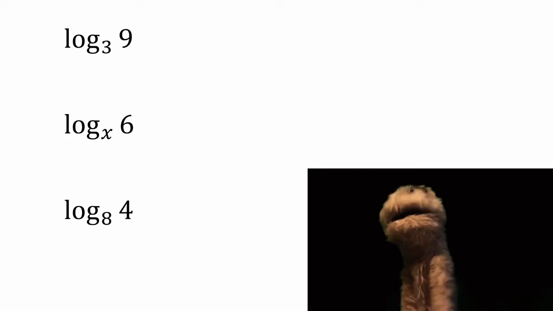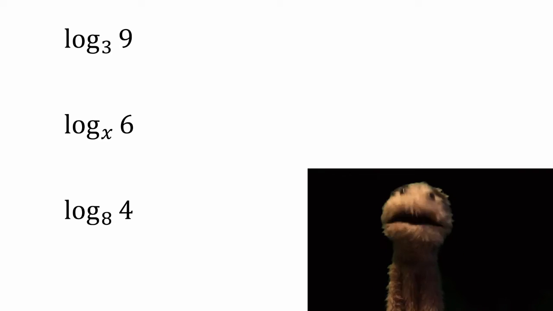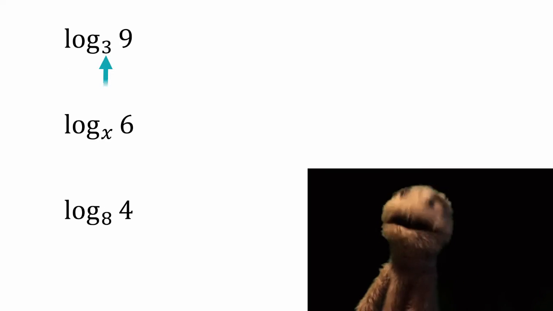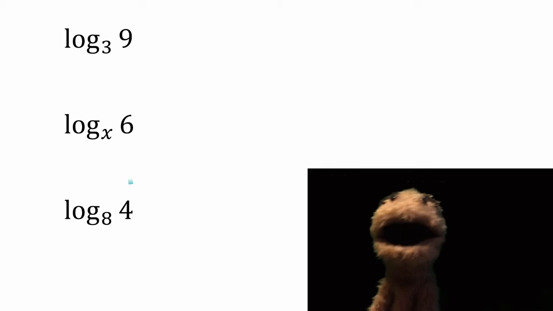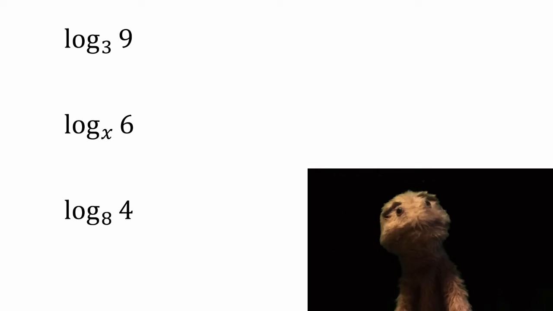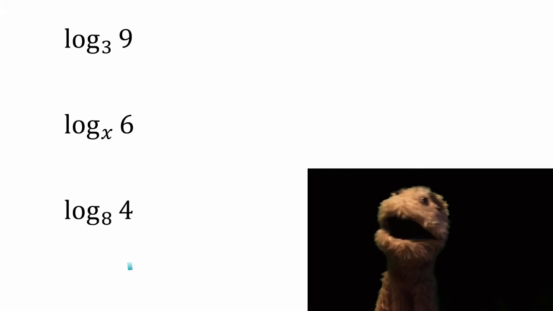Here are 3 logarithms, and I'm going to walk you through how to pronounce each one. This first one here is pronounced log base 3 of 9. This second one is pronounced log base x of 6. And this third one is pronounced log base 8 of 4.